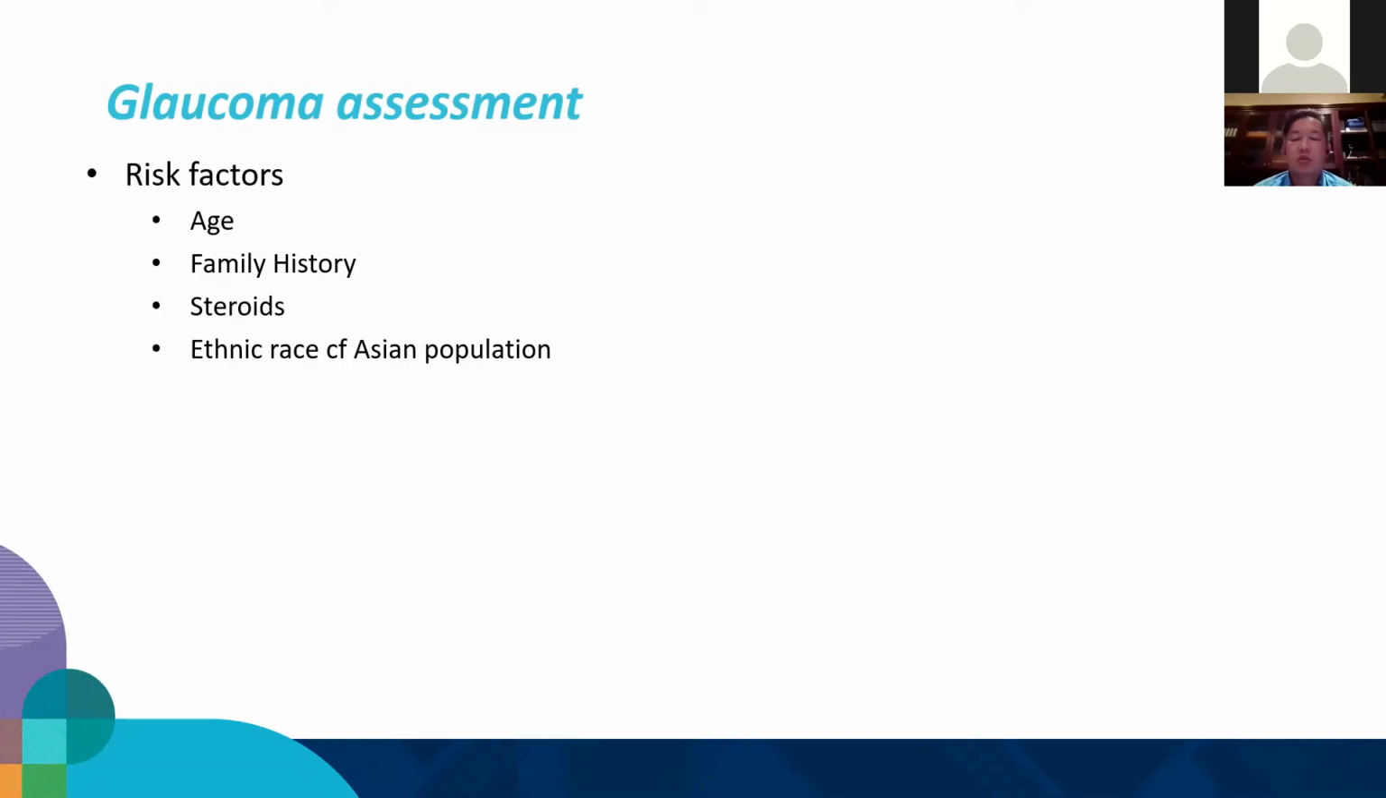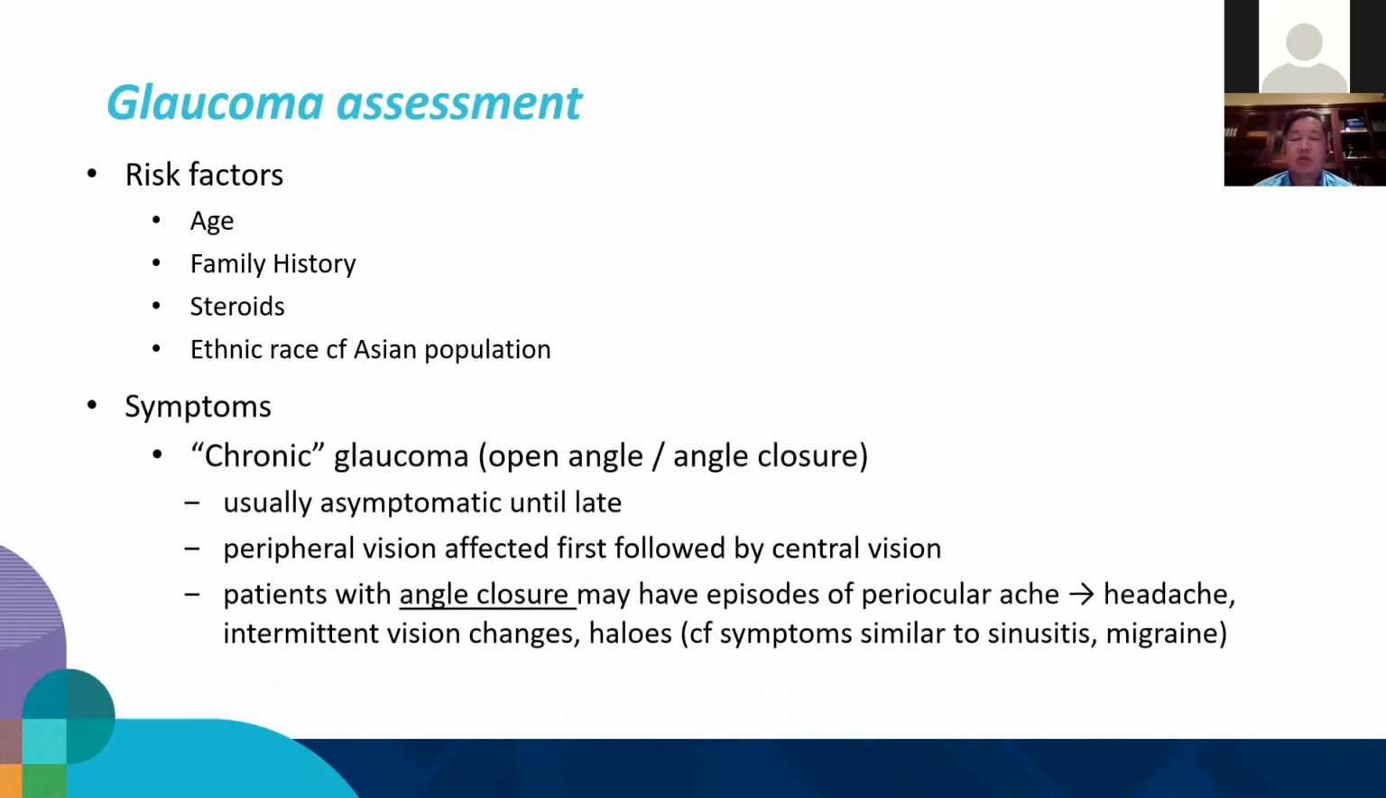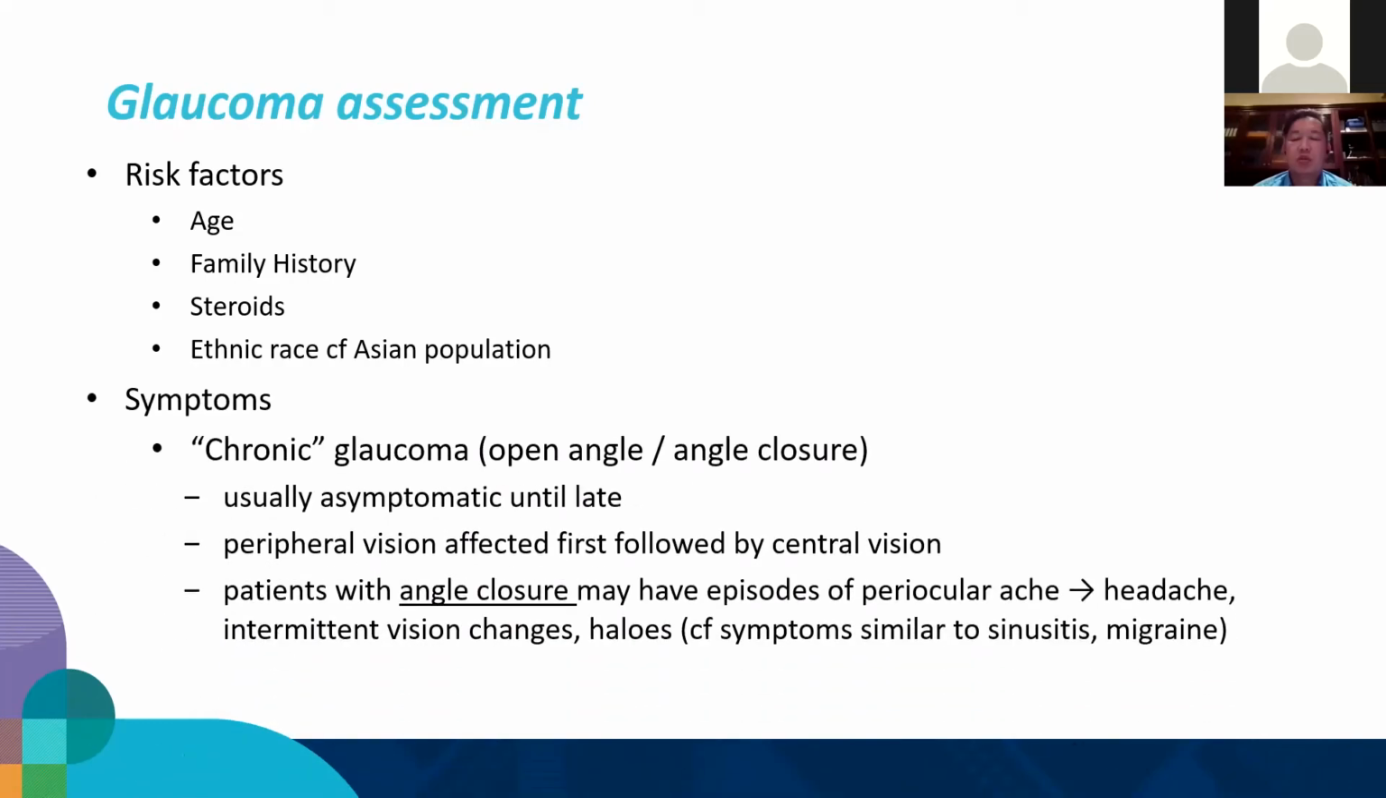And certain ethnic races, such as the Asian population, are more at risk of developing certain types of glaucoma, such as acute primary angle closure or angle closure glaucoma. Whether it be open or closed, basically the peripheral vision is affected first, followed by the central vision.